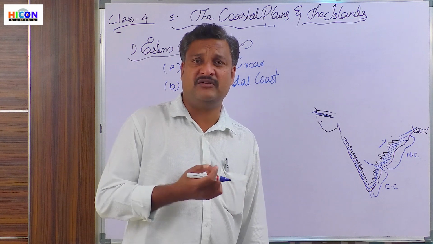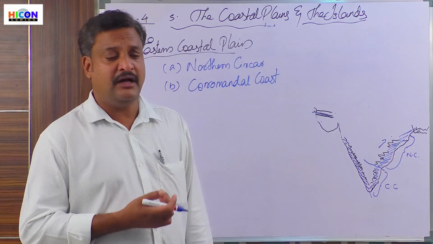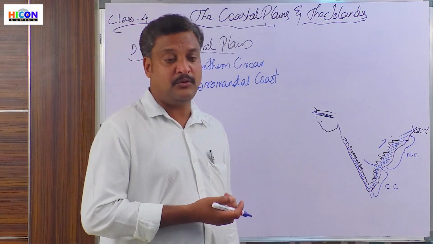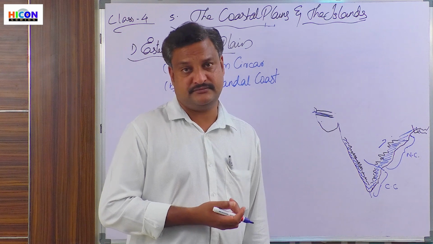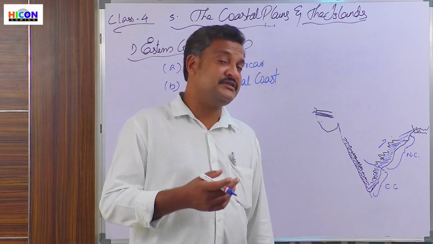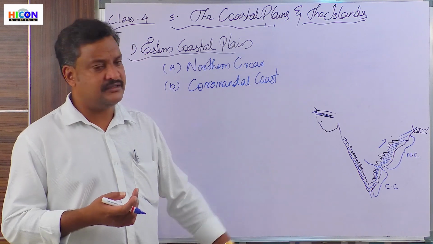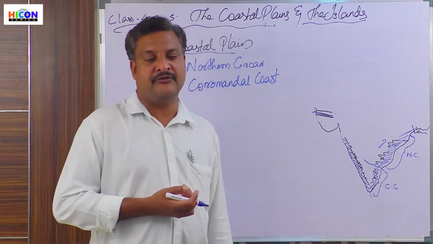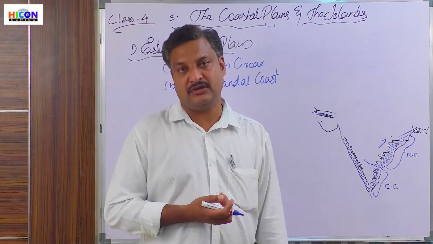The major city over here is Chennai. Chennai is also the major seaport over here. Another major port is Tuticorin. This region receives heavy rainfall because depressions are quite common in the Bay of Bengal. This region receives very good rainfall. Okay, so that is about the Coromandel Coast.